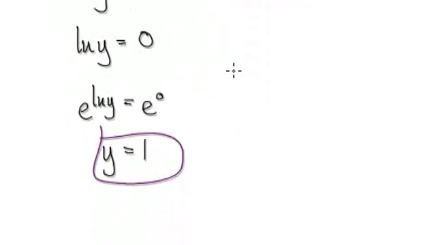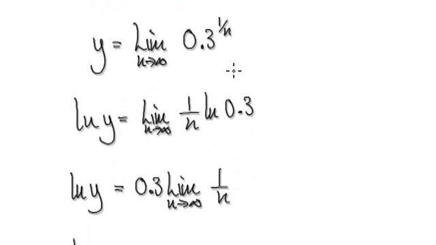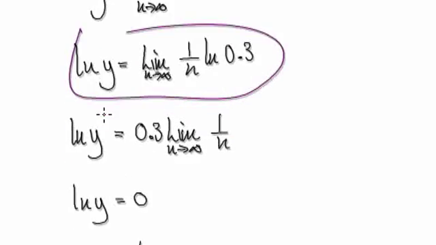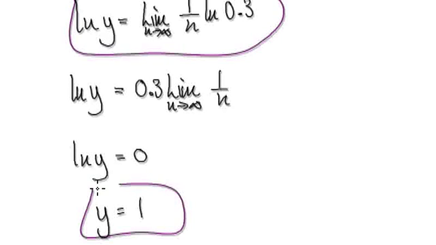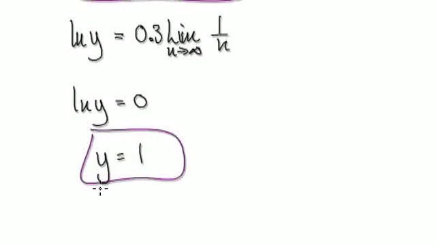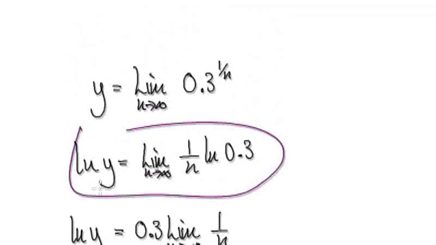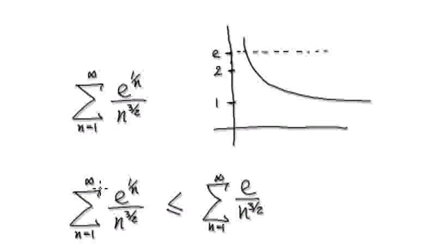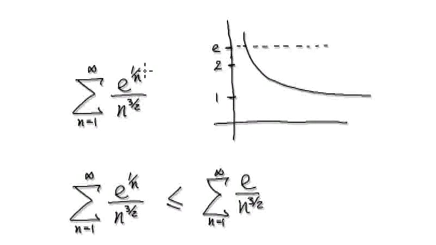Now let's look at what happens when it's less than 1. So let's look at what happens when it's 0.3 to the power of this. Take the natural log of both sides. That will then give you this. The limit will still be 1. So the point here is that this thing here is going to get smaller and smaller. The limit will be 1.